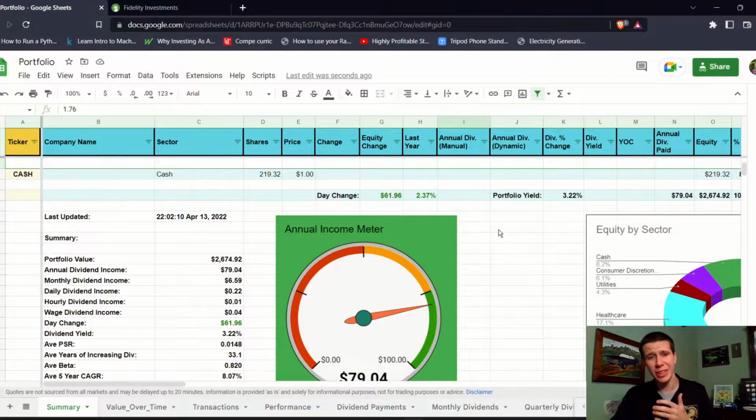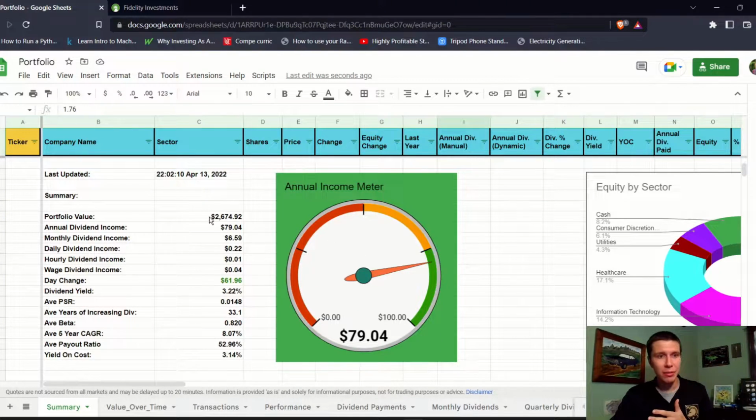And if we just look at the summary, at the end of September, before we updated any of the transactions, the portfolio value was around $2,674, and the estimated dividend income was $79.04. And that gives us a dividend yield of 3.22%, which is definitely higher than the dividend yield normally is for me, but just because the market is down, it's causing that dividend yield to go up a little bit. And the 5-year dividend CAGR is at 8.07%, which I'm really happy with as well.